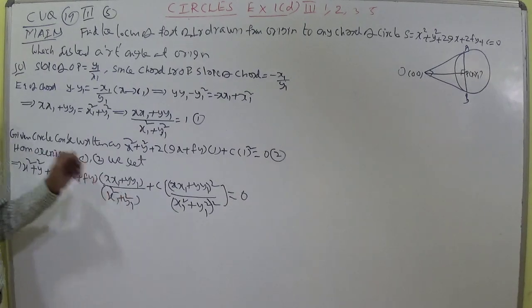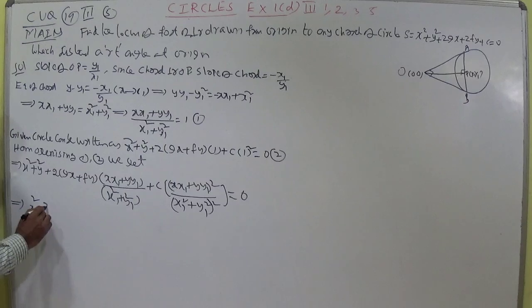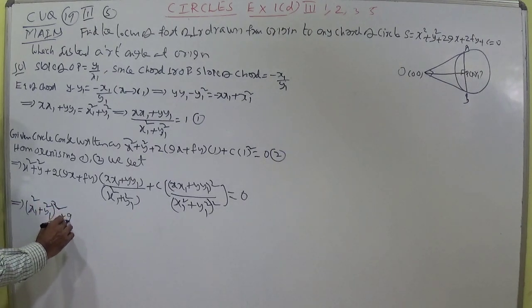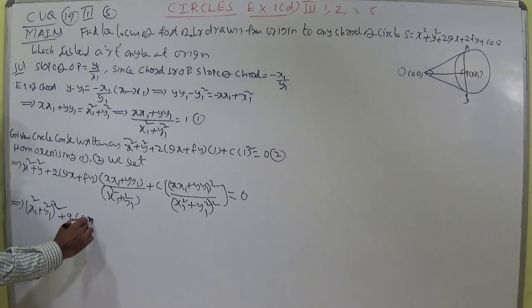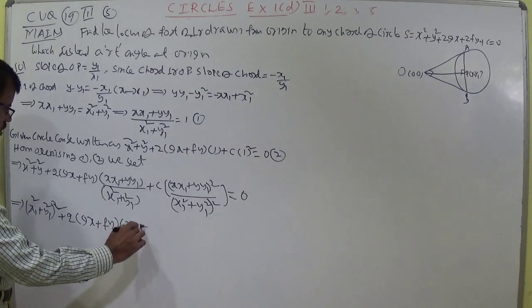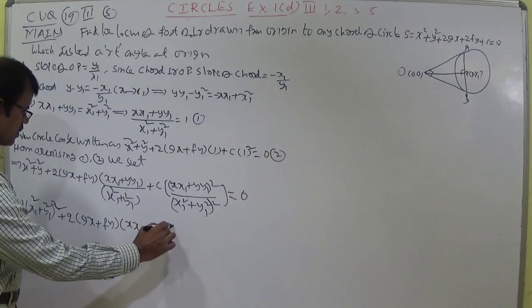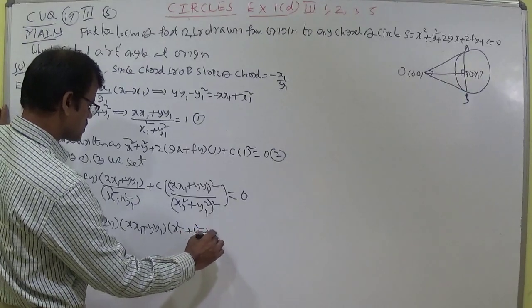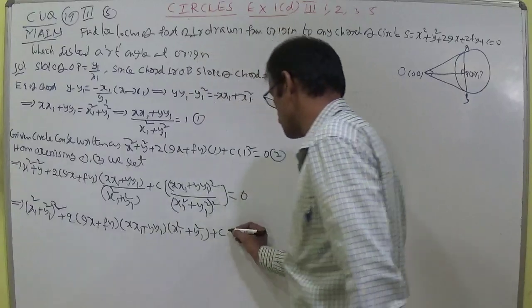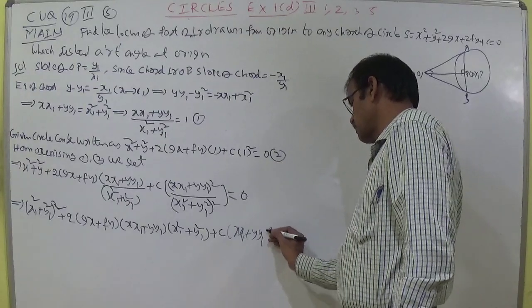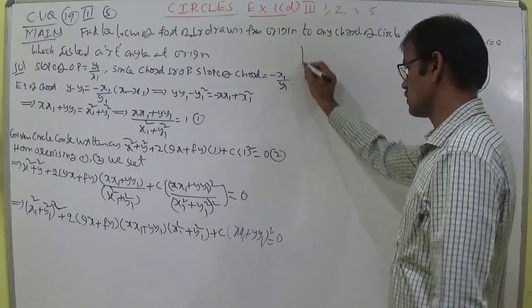What is the LCM? x1 square plus y1 square whole square is the LCM. x1 square plus y1 square whole square plus 2 into, already x1 square plus y1 square is there here. Then you can write here as 2 into gx plus fy into xx1 plus y1 into, this is x1 square plus y1 square, x1 square plus y1 square plus c into xx1 plus y1 whole square equal to 0, the total value.